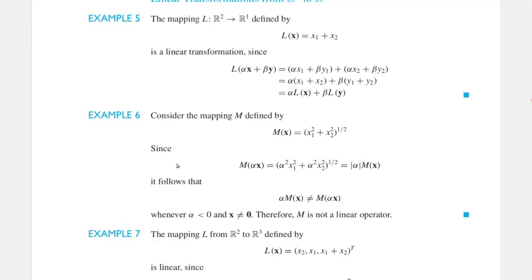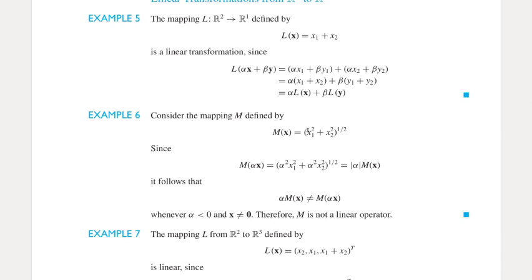Here's our first example of a transformation that is not linear. So M of x is a transformation that squares both of the components and then takes the square root. And if you recall this, this is nothing but the Euclidean distance, the size of the vector. So if you want to know the magnitude of the vector, perhaps that's why they've denoted it with M of x, it just tells you the magnitude.